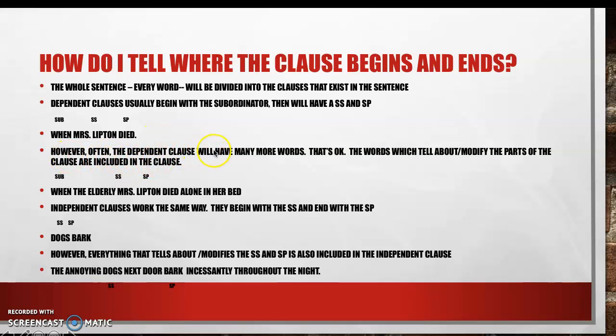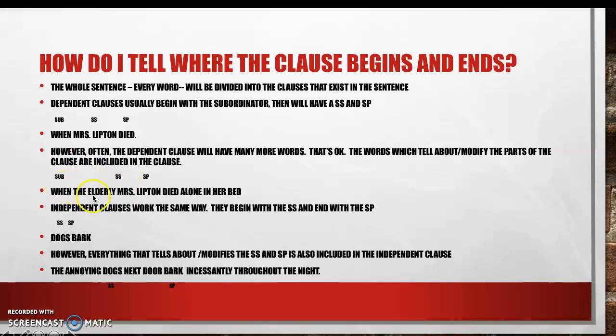However, a lot of times the dependent clause is going to have many more words than just these three, right? That's okay. The words which tell about or modify the parts of the clause are included in the clause. Check this one out. "When the elderly Mrs. Lipton died alone in her bed." Okay, we still have the same three elements: the subordinator when, the subject Mrs. Lipton, and the predicate died.